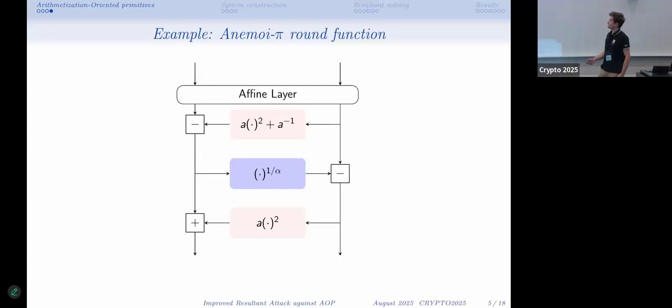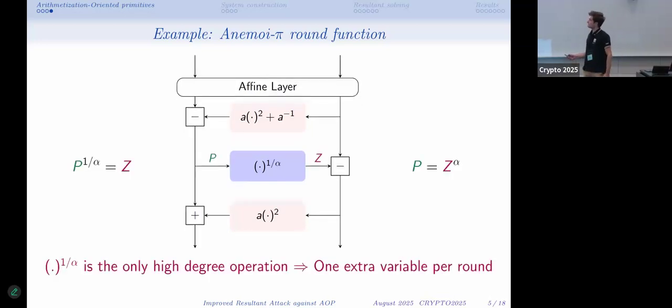What we actually do to mitigate that is to introduce a new variable, as one does. If we have P as the input and the output is just Z, then we can use this property, which is also used in the proof itself, that by adding an extra variable per round, we can have this equation, Z to the alpha equals P, which is now of low degree. Consider that alpha is small.